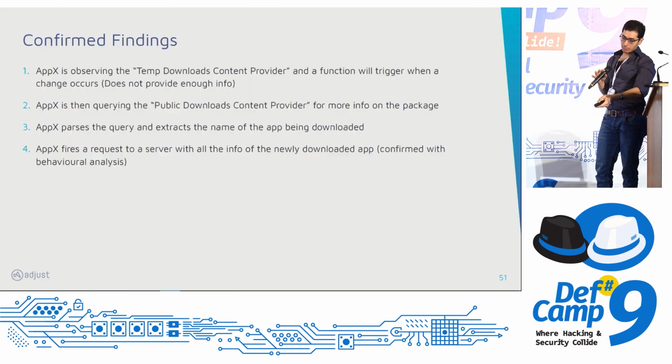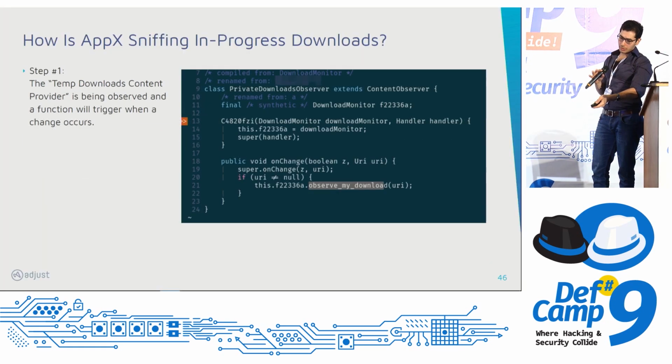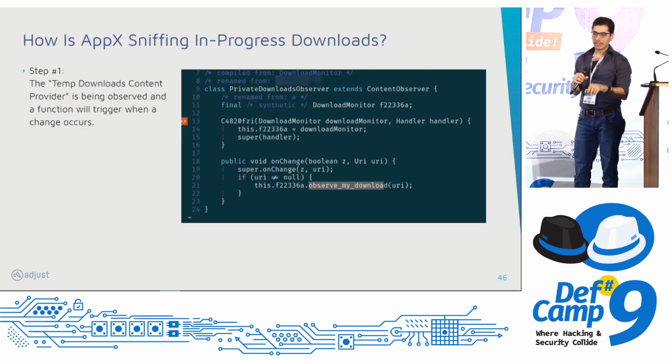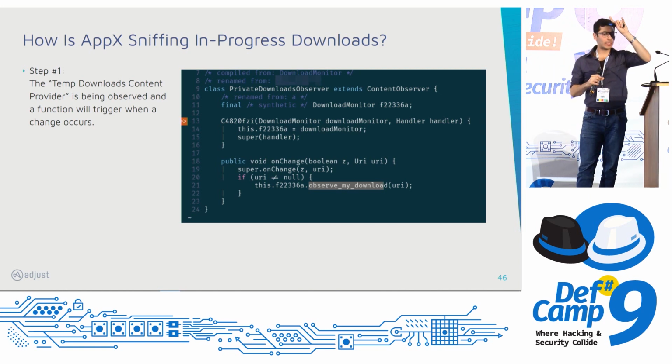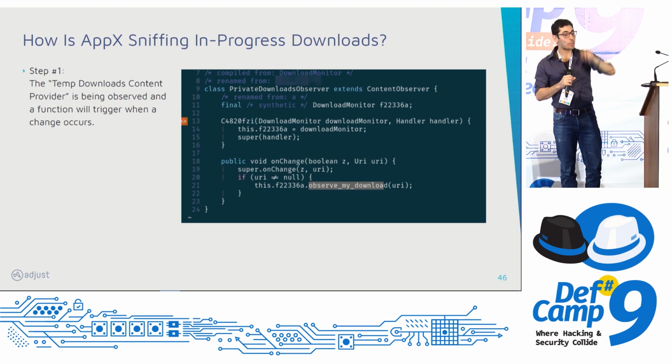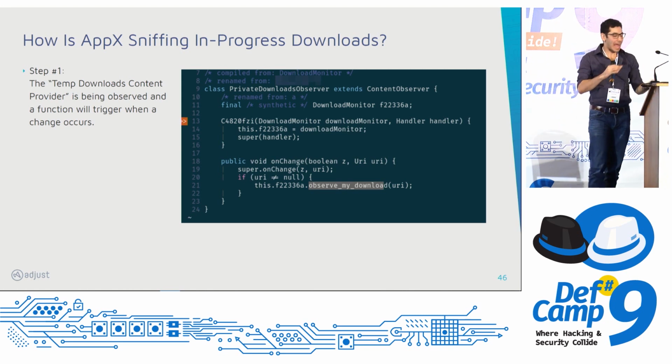Now, let me just, no, I don't have that slide. Forgive me. So in this function, observe my download, it has a link to that content://downloads, the temporary file, and it can observe it. It can observe what's happening in it. It can observe when a thing happened on it.